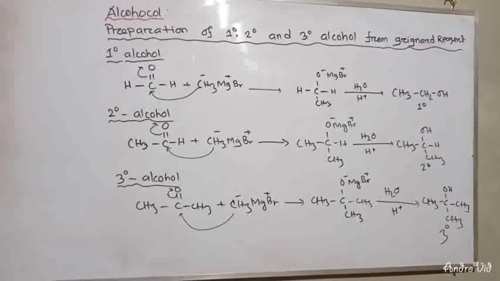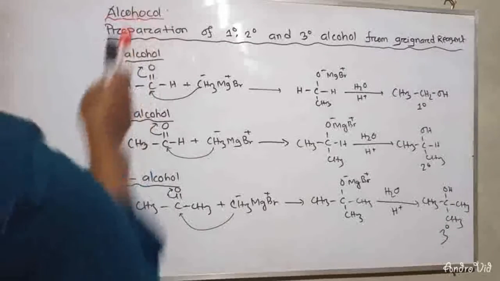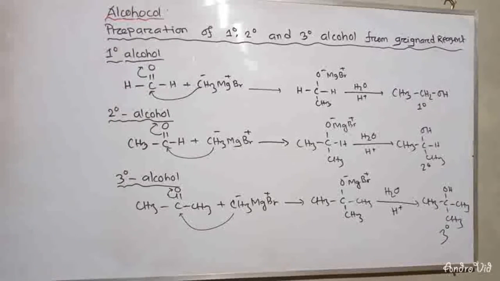So dear students, now I would like to prepare 1 degree, 2 degree, 3 degree alcohol from Grignard reagent. So what is Grignard reagent? Alkyl magnesium halide is called Grignard reagent. Okay, if you want 1 degree alcohol, you must use methanal.